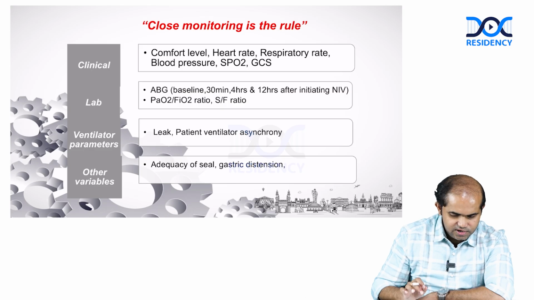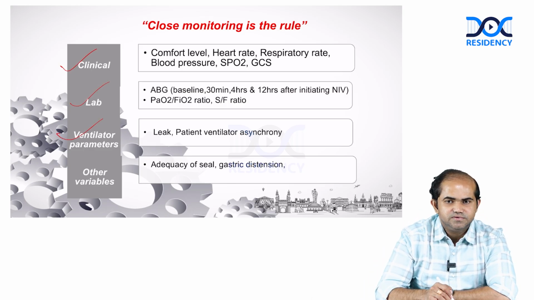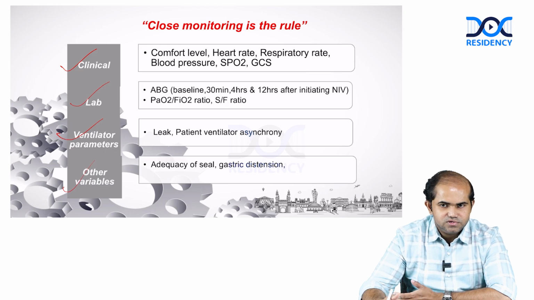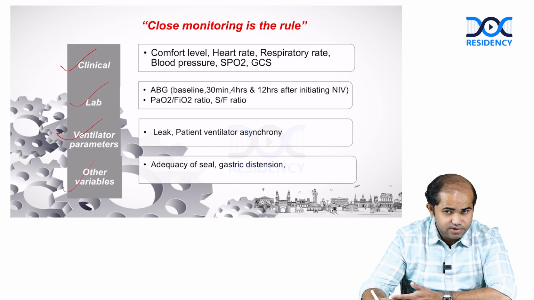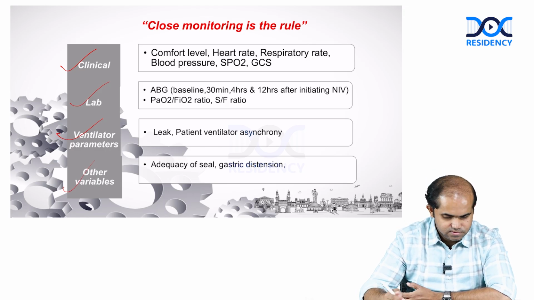So, monitoring during NIV. You can divide it into clinical, lab, ventilatory parameters and other variables. Clinical: what you're going to see whenever you put someone on NIV. As I said, if you put a full face mask, you should check the comfort level, whether the child is tolerating it, the respiratory rate is coming down, your blood pressure is normal, and your saturation should get better. And you should have close monitoring of the GCS.